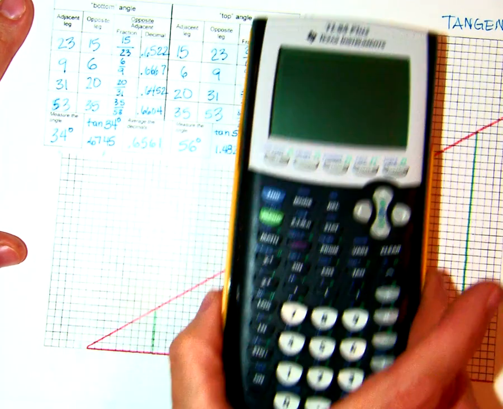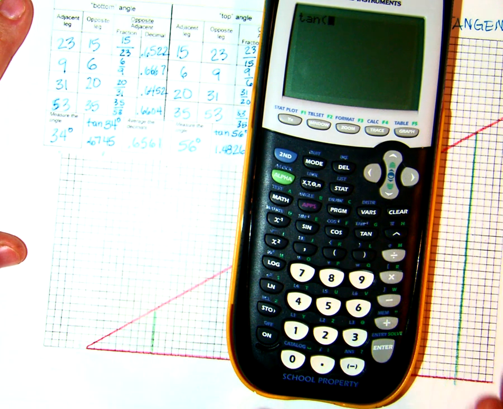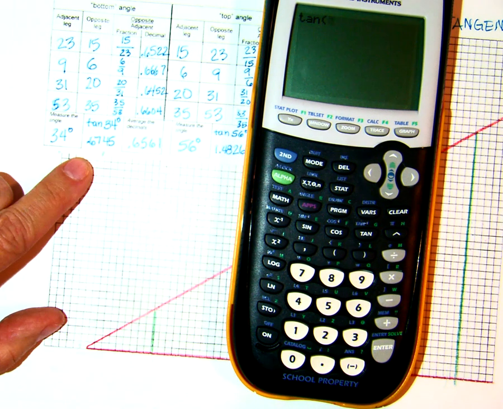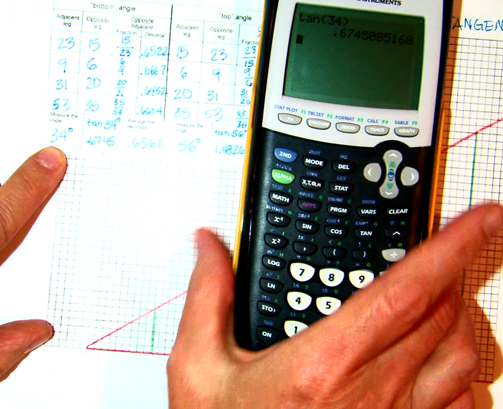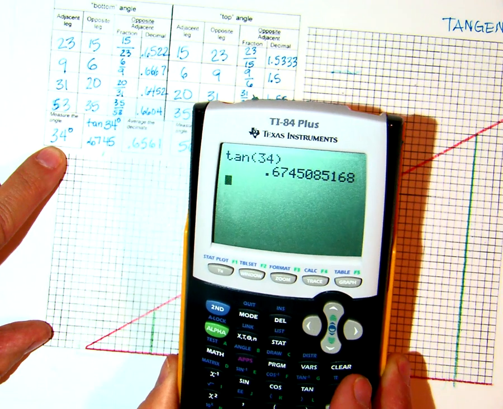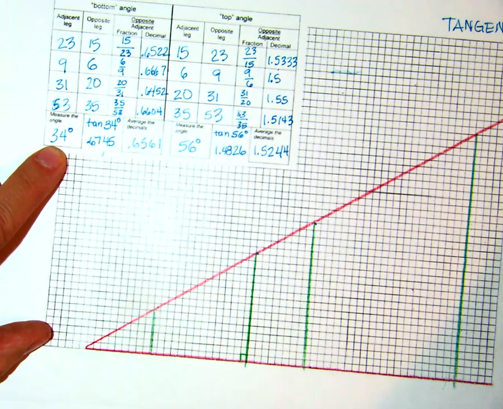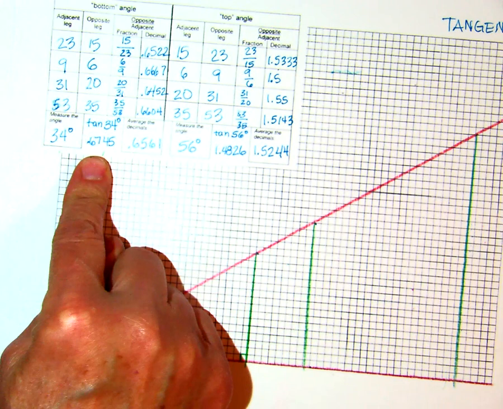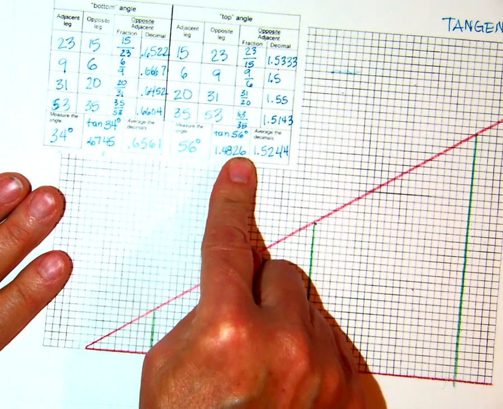So now I can get out of there. How do I do it? The tangent button is right here. It says tan. So push tangent. And then the number of the degrees, 34, you don't put a degree sign, and hit enter. And it'll tell you, yes, indeed, 0.6745 and a whole bunch of numbers, because these are irrational numbers. Okay? So you'll put in here the tangent of yours, and write in the one from the calculator or the chart, and then do the same thing here.